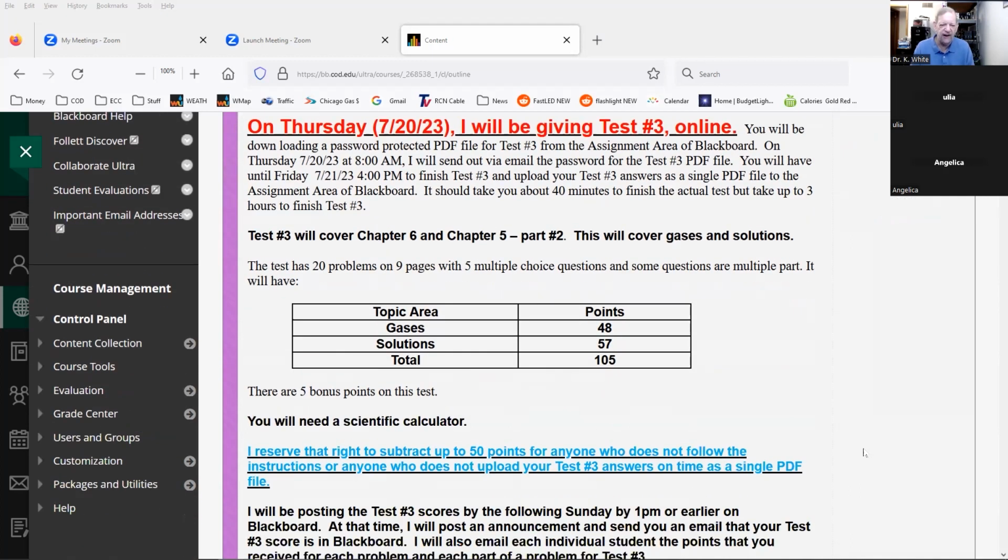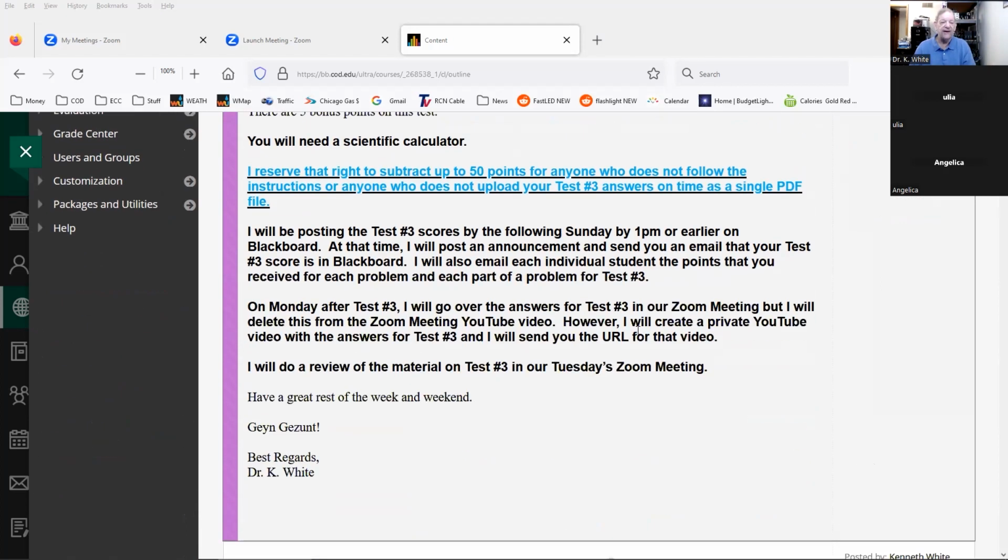All right, an important note. Test number 3 will cover chapter 6 and chapter 5, part 2. This is gases and solutions. It has 20 problems, 9 pages, 5 multiple choice. Some of the questions are multiple part. Gases is 48 points on that test. Solutions 57. It adds up to 105. So there's 5 bonus points. And you'll need a scientific calculator.